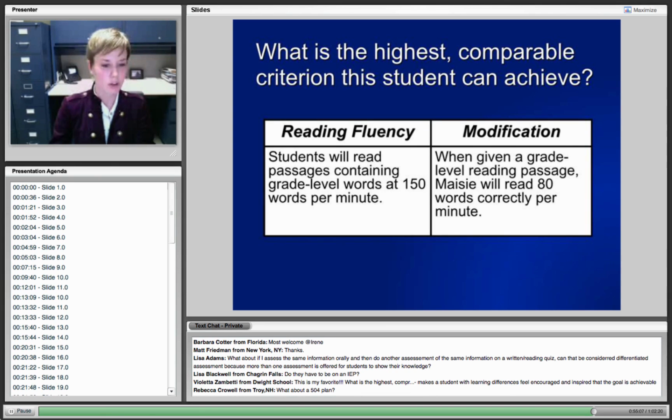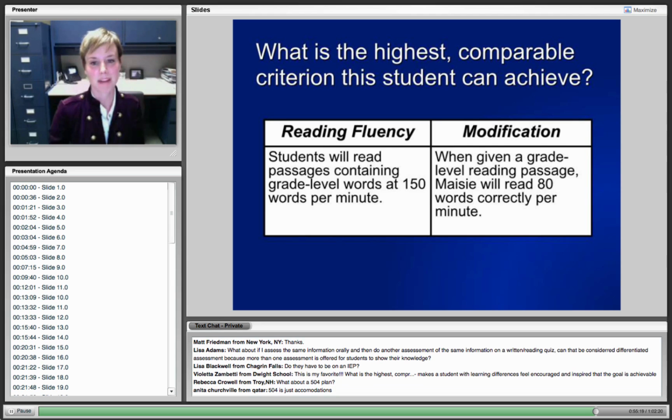And yes, 504 plans do provide students with access to accommodations and modifications as well. So at this point, I'm going to quit answering questions and move on since Adrian has given me my 5-minute warning.